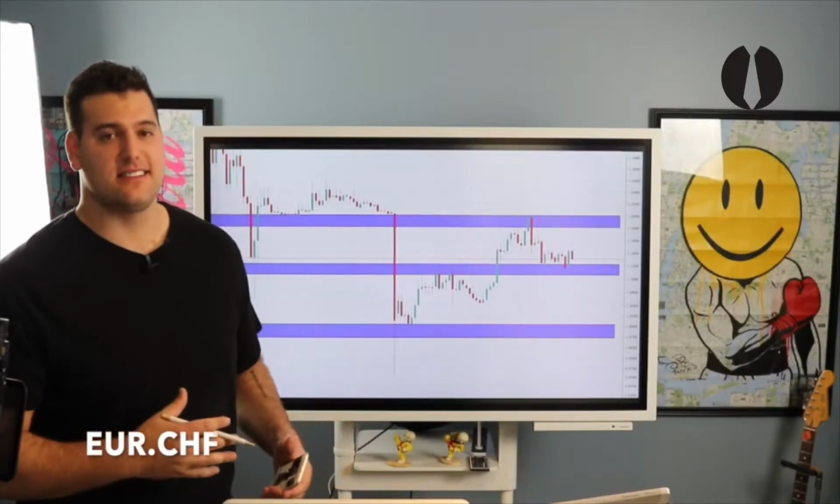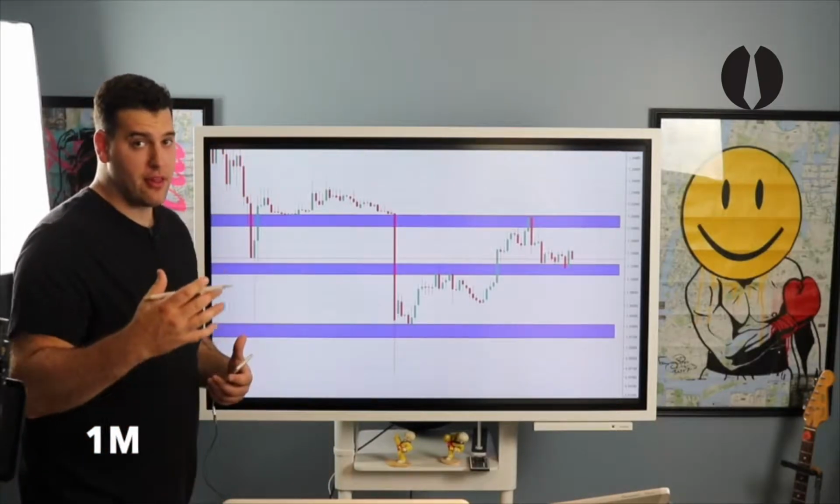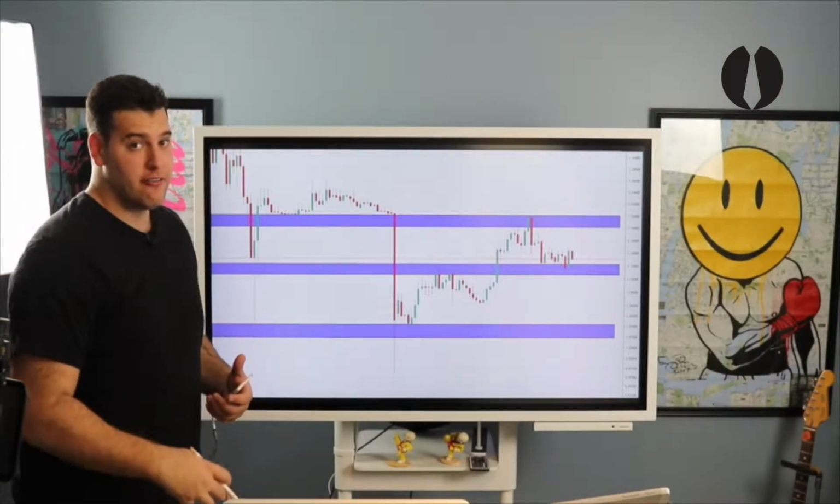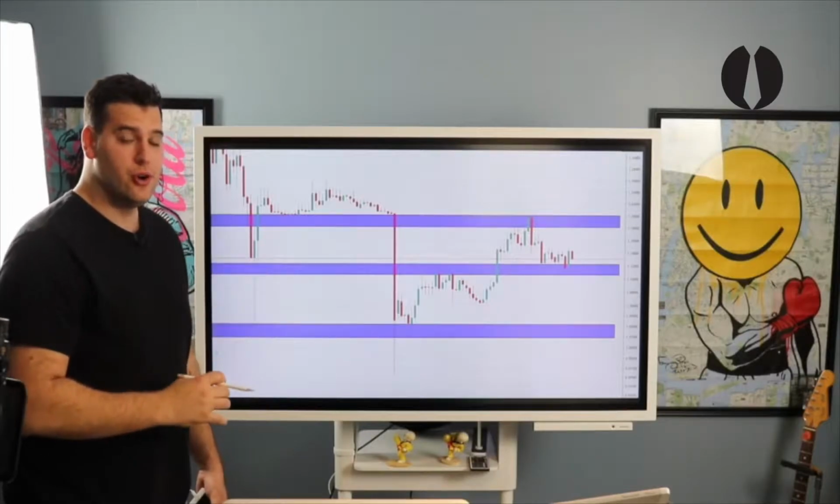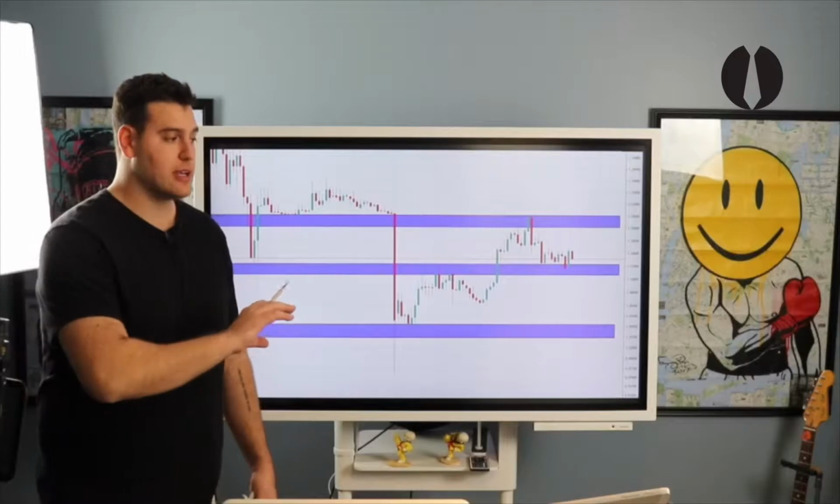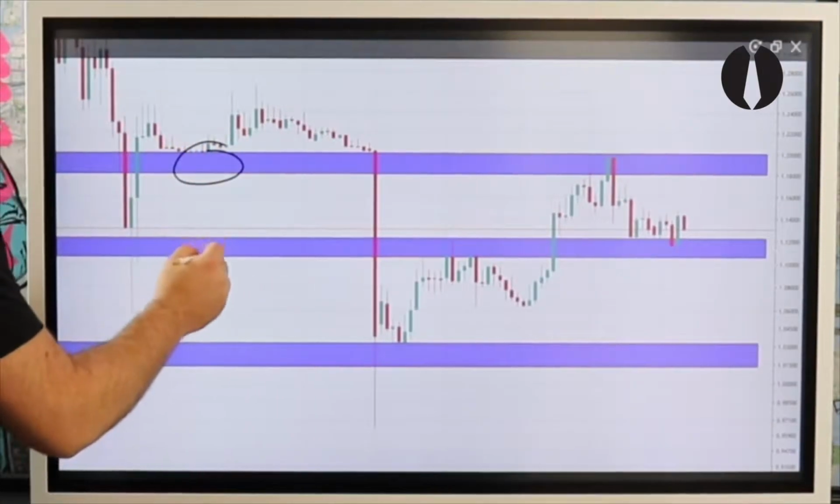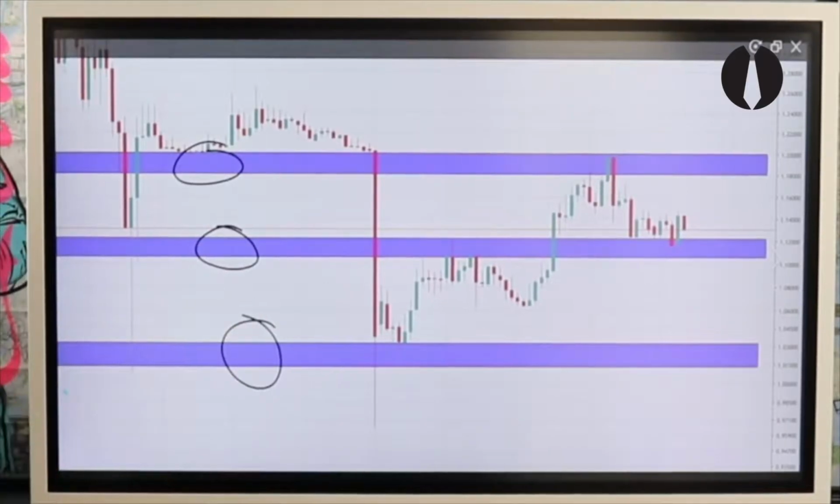We have our next analysis on Euro Swiss franc, so let's get into it. We're starting on monthly as usual because we need to look from the top down. What's the first thing we do? We look for horizontal areas of buy and sell sensitivity so we can identify our monthly zones, and we did just that. Here's our monthly upper, mid, and lower zone.